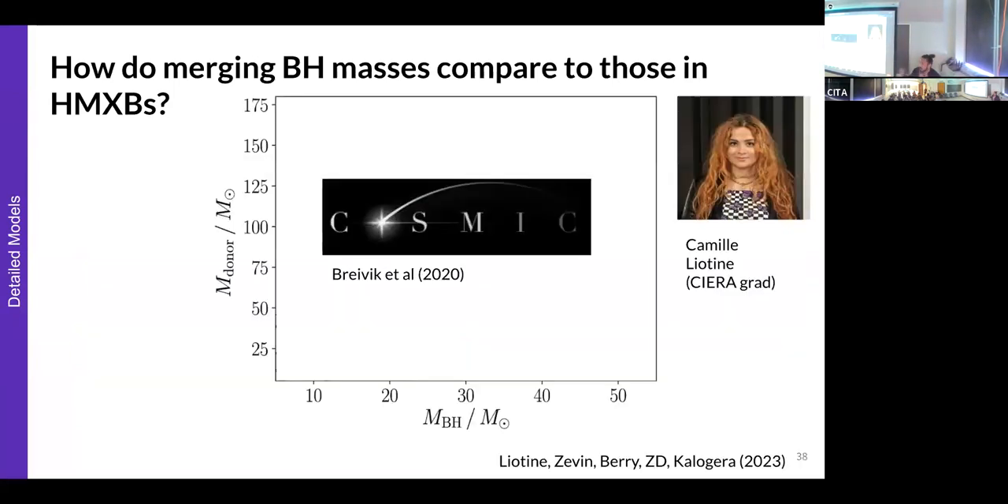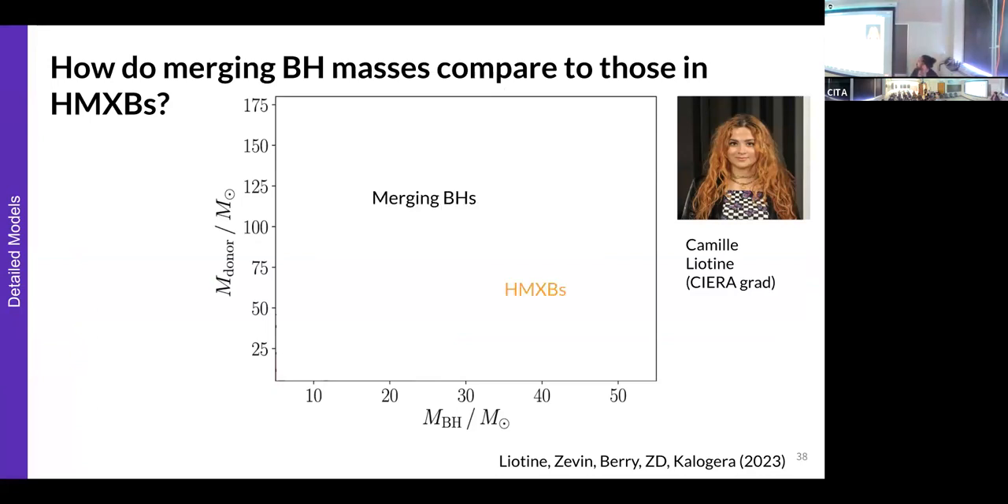She used this code COSMIC to simulate lots of binary star systems, all the way through an HMXB phase and possibly all the way till they merge as two black holes. So I'm going to show you a plot here. I'm not going to tell you what's on it yet, but the x-axis is the mass of the black holes, and the y-axis is the mass of the donor when it's a high mass X-ray binary.